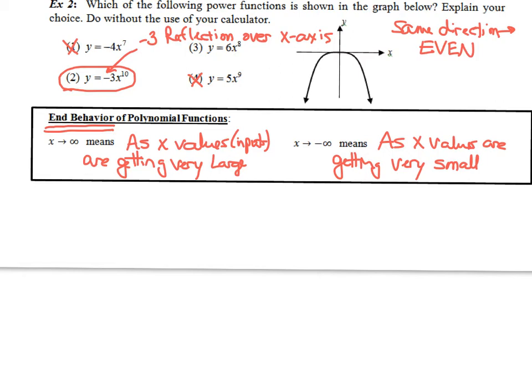Now look above to example number 2. I want to add one more piece of notation about this end behavior. So I could describe the end behavior for example number 2 as saying, when x is getting very large, when x is approaching infinity, what's happening to the y values? The y values are going down, so they're getting very, very small, so the y values are approaching negative infinity.